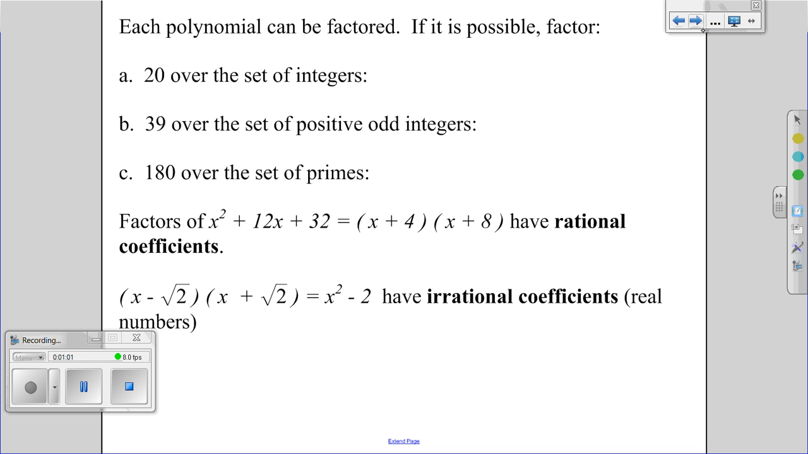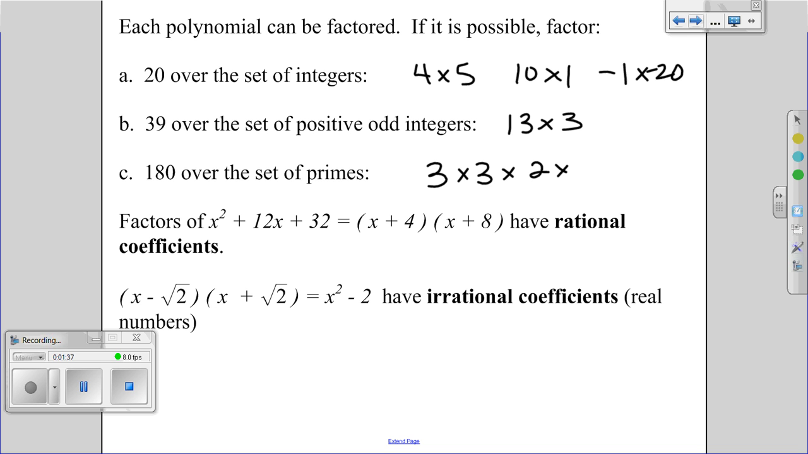You also know how to factor numbers. And we're going to be talking about different groups of numbers. So just to review, if we factor 20 over the set of integers, that could be 4 times 5, 10 times 1, -1 times -20. Those are all integers. If we go over positive integers, that means we can't use negatives, and positive odd, we'd have to use odd. So for instance, 13 and 3 is 39. If I want to factor over prime numbers, 180 is 9 times 20. So that would be 180 as a product of prime numbers.